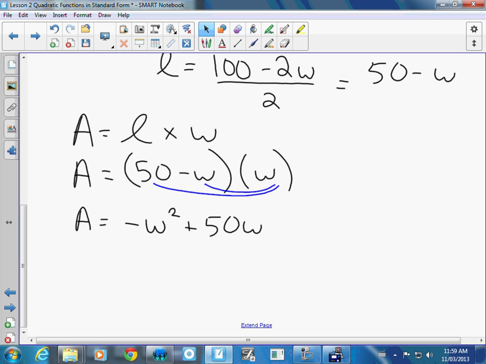How do we find the vertex? Which formula? Negative b over 2a. If you find that, will you find the x value of the vertex? Then could you plug it in and find the y value of the vertex? Yes, you could. Okay, so let's do this.